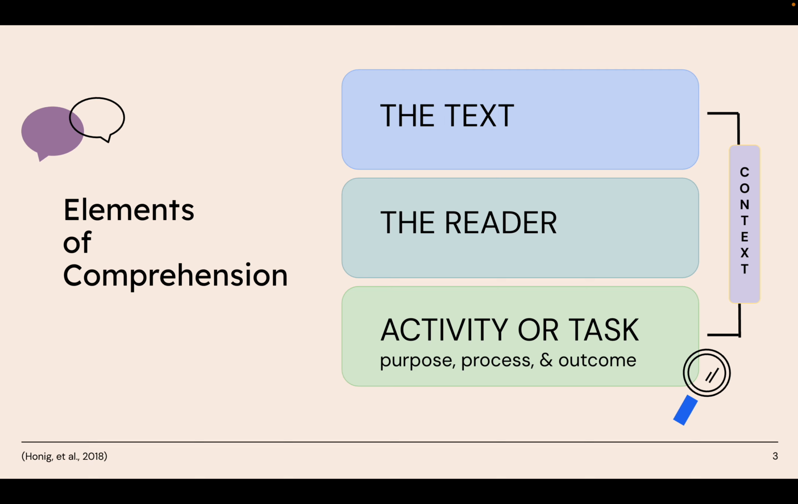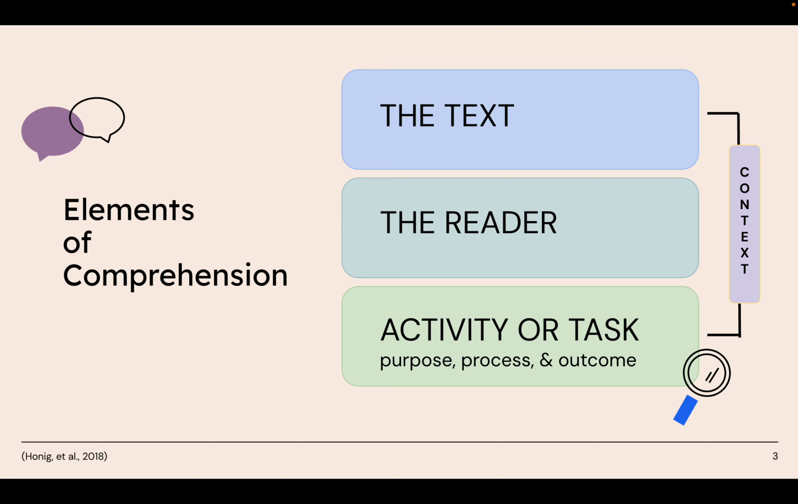There are three main elements of comprehension. Obviously the first element would be the text. So what exactly is the reader reading? The second element is the reader themselves, and everything that the reader brings to the process of reading. And the third element would be the activity or the task. This includes the purpose, process, and outcome. So why are we reading the specific text? How are we reading it? What's the process? And then what's the outcome?